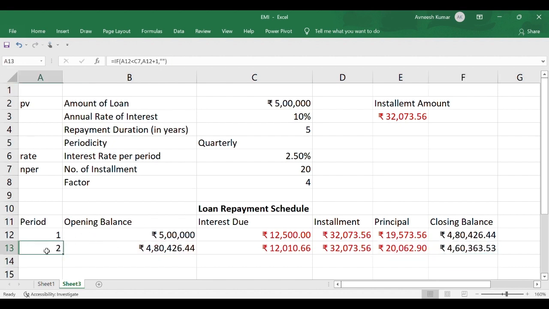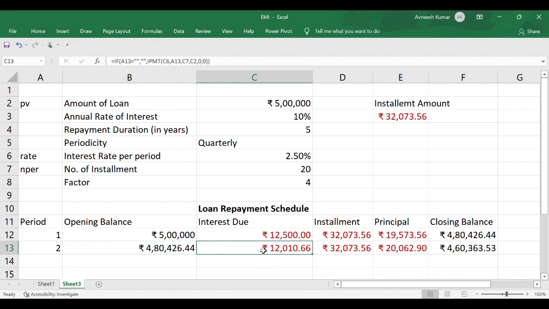Now let's review the formula that we have entered. This is right. There would not be any problem with this. Here we are referring to the cell in if A12 is less than C7. So C7 we need to reference so that it doesn't change. C7 is here, so we make it C$7. For opening balance calculation, F12 we have referred to F12 and that may change, so it is fine.